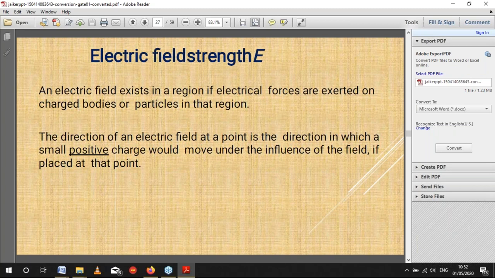The field is uniform between two plates, with all the field lines parallel, except at the edge.